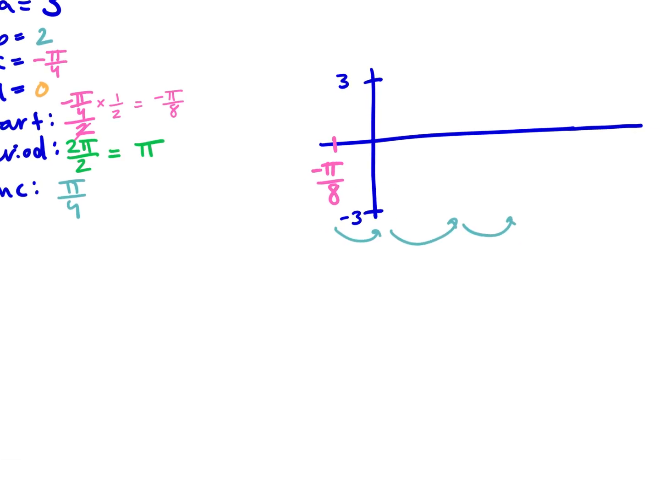So starting with our starting point, we have negative pi over 8 plus pi over 4. What do we need? A common denominator. So I'm going to make this 2 pi over 8. So negative pi over 8 plus 2 pi over 8 would be what? Pi over 8, perfect. So since that's positive, I'm going to make it on the positive side over here. So we have pi over 8.